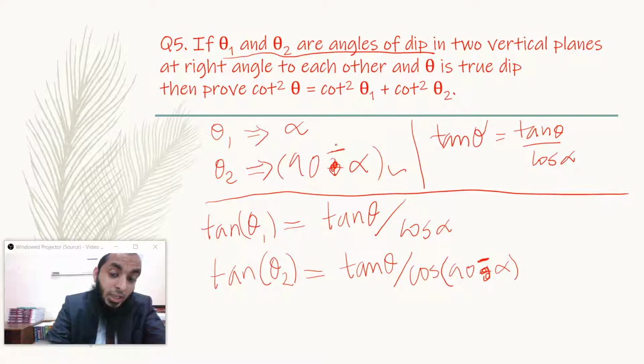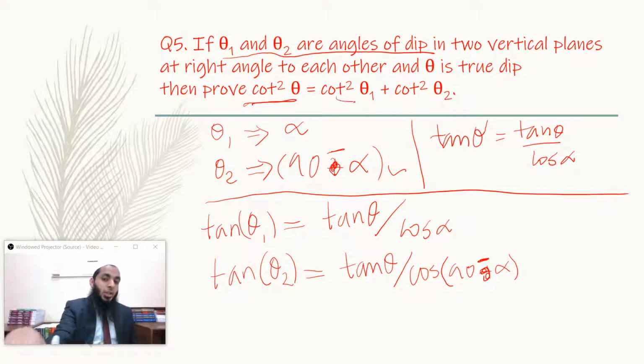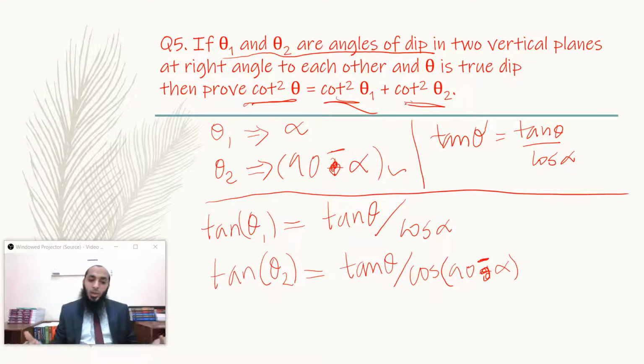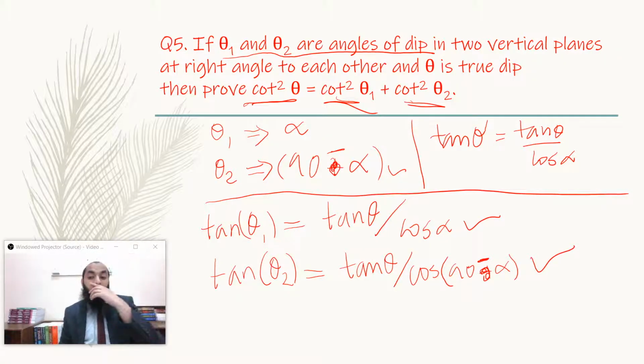But I'm telling again and again, it doesn't matter, because you're taking a square here. When you take a square, the positive and the negative value doesn't matter. The square will give you a positive value. Anyway, so tan theta divided by cos alpha is the first one, and tan theta divided by cos 90 minus alpha is the second one.